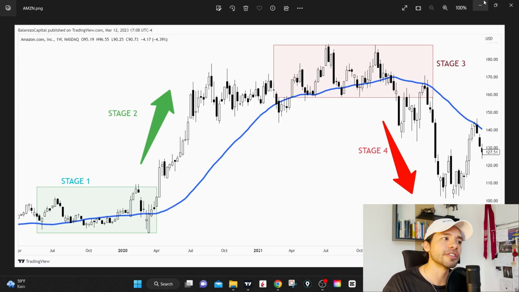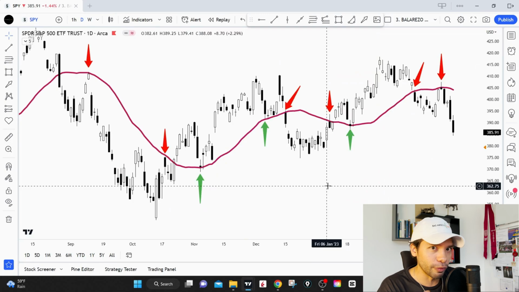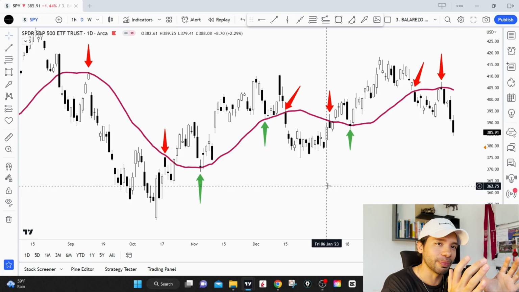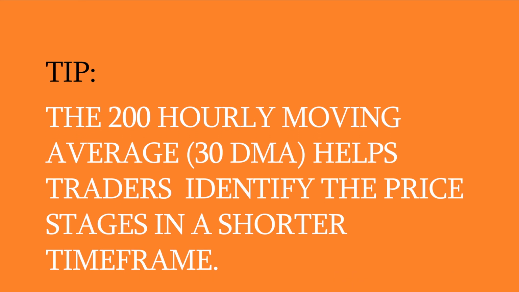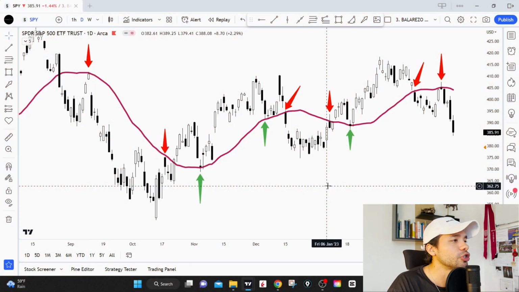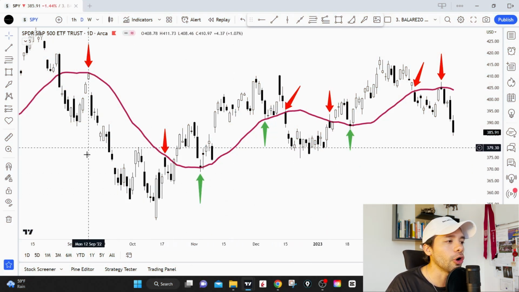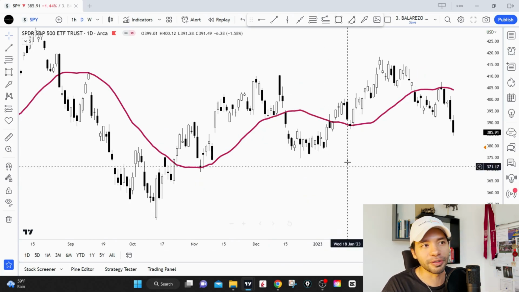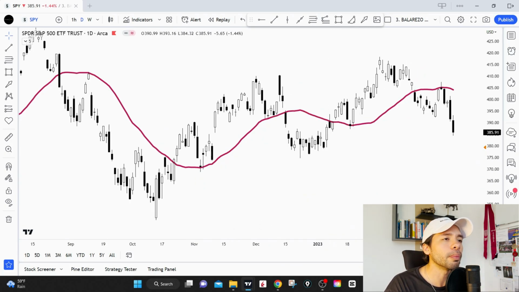Now it makes sense that the 200 hourly moving average will also be an important moving average to identify stages in the price action, but in a short-term time frame. So now it makes sense that we're gonna see the same kind of movements around the 30 daily moving average. So let me show you what I have right here. So let's go back to the chart in the SPY. And this is something very, very easy to understand, but it's crucial for us to understand.